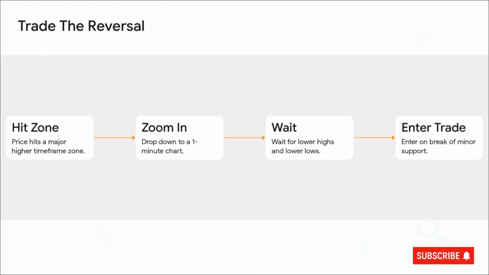Step 1, you wait for the price to hit a major higher time frame zone, like a massive 7,000 psychological level, for example. Step 2, don't just guess. Drop down to your 1-minute chart. Step 3, wait for the prevailing trend to actually break down, starting to print lower highs and lower lows. And finally, step 4, enter the trade the second it breaks that minor support. You place your stop loss safely above the high, and then you just ride that institutional wave all the way down.